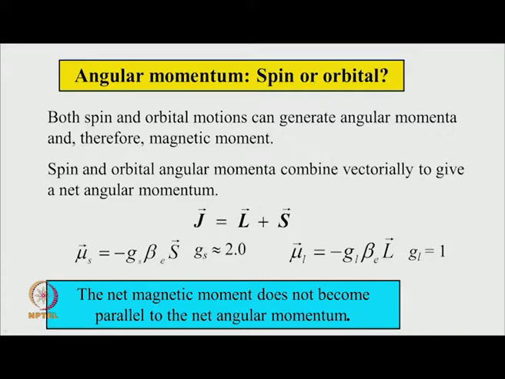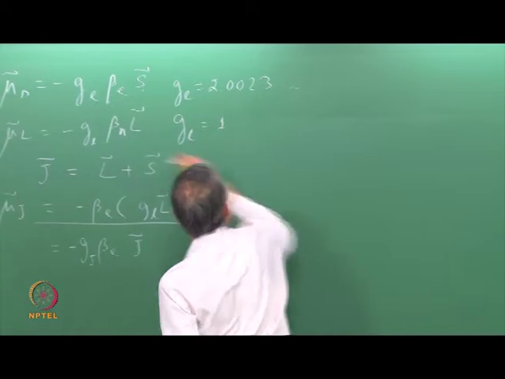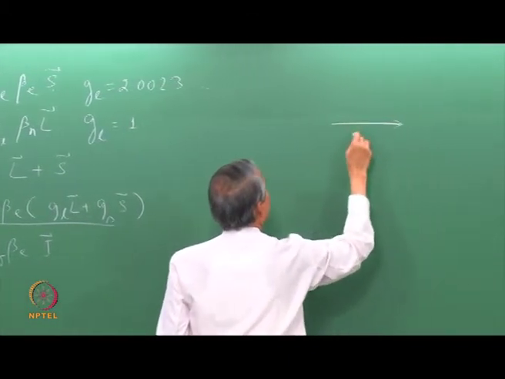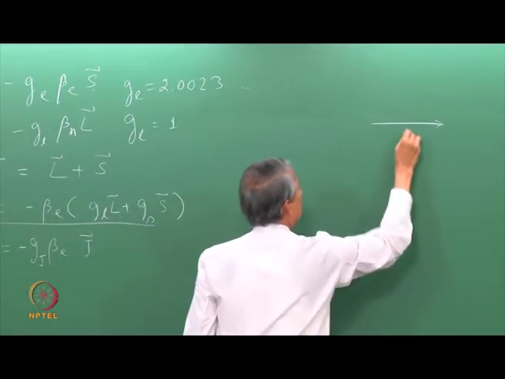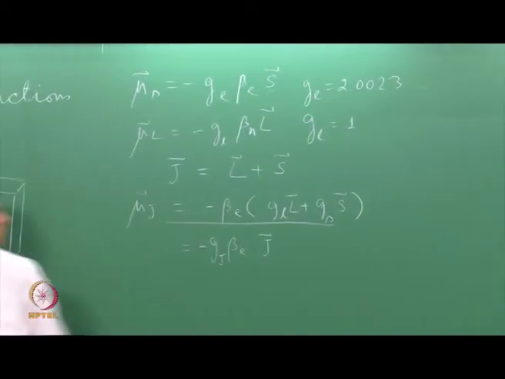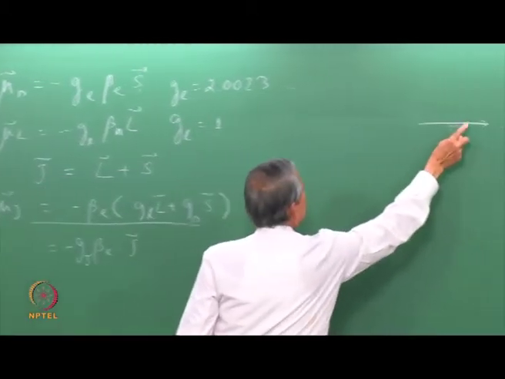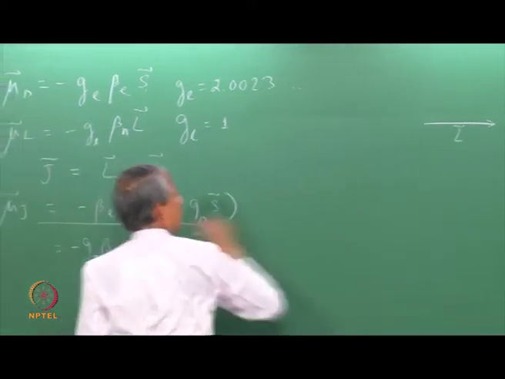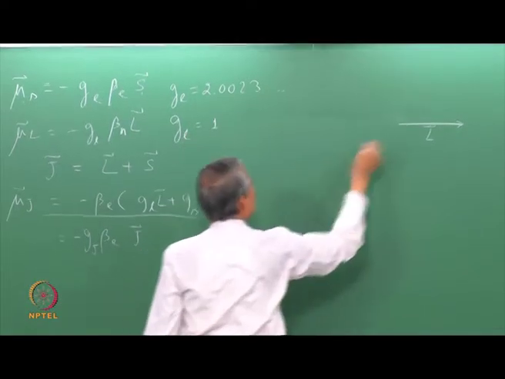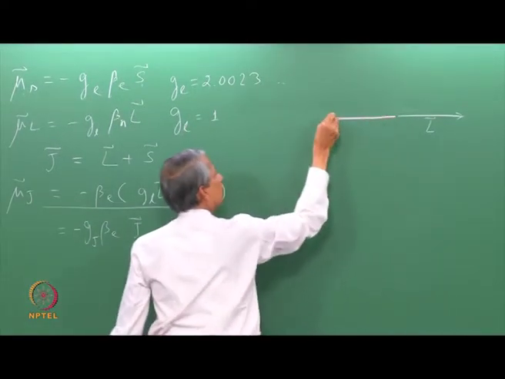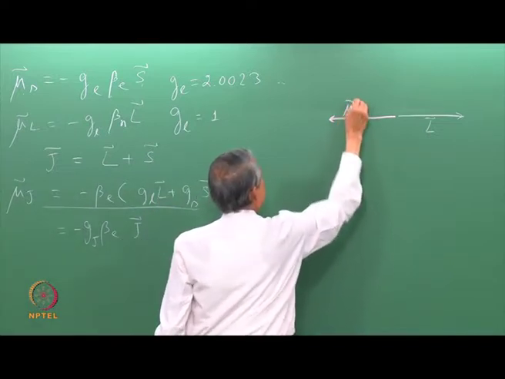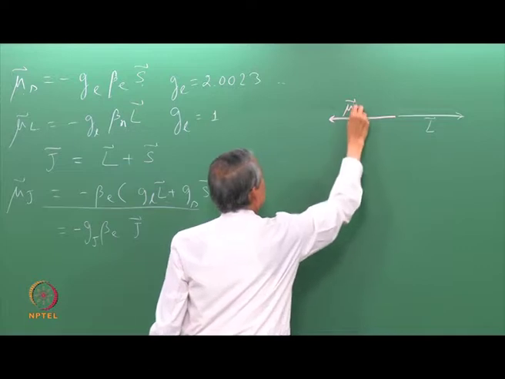Let us see how that is possible. So, using this one, let us take this first, that is the L vector, and this gives the angular momentum of this magnitude and the corresponding magnetic moment, which points in the opposite direction because of the negative sign. G L is equal to 1. So, let us say this is my mu due to L.